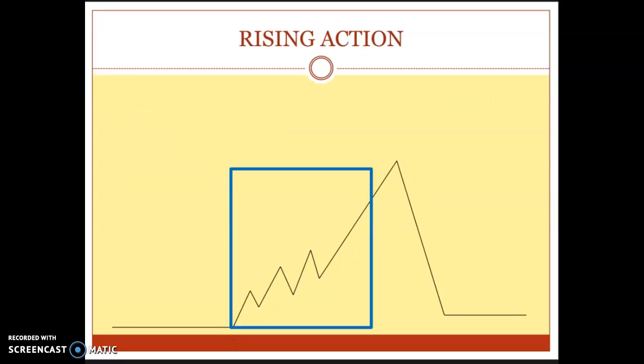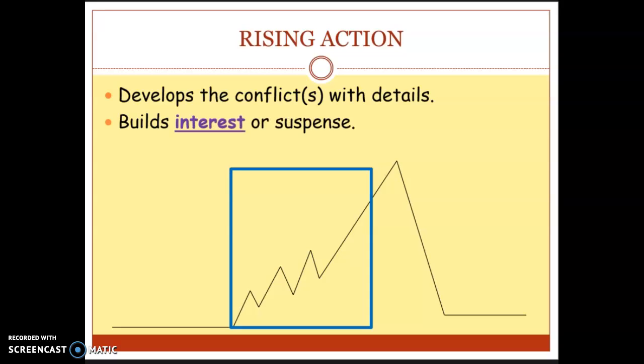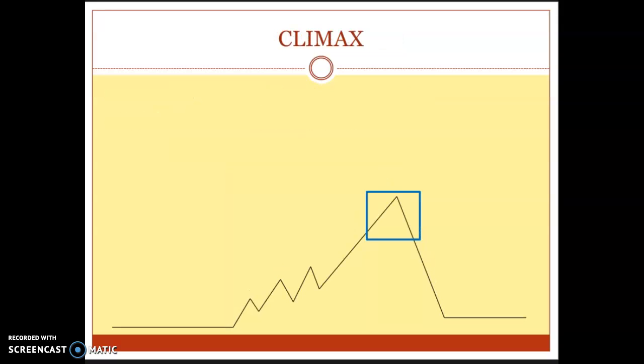Following the exposition is the rising action. The rising action develops the conflict or conflicts with more details. It builds interest or suspense. And notice, it's not a straight line up. Notice how I have this jagged line to show you that this is like an all over the place type of thing that leads you to the climax.